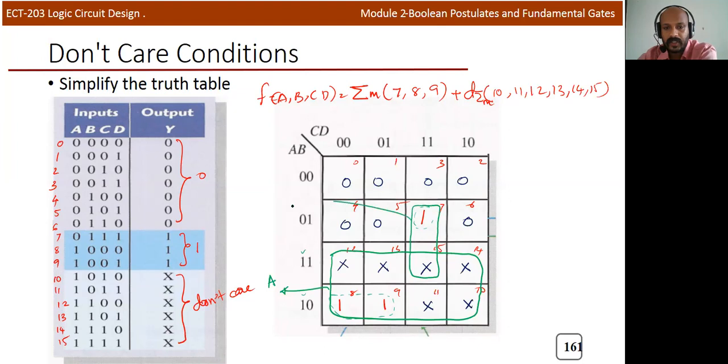So if you consider this particular group, row wise the common term is B actually, and column wise it's C, D. Okay. So you can write the final expression F is equal to A plus B, C, D. So the answer for this particular question, F is equal to A plus BCD. This is a minimized expression for this particular function.